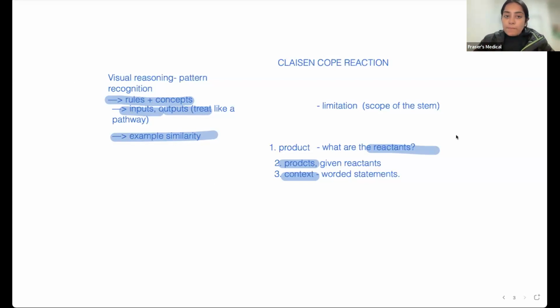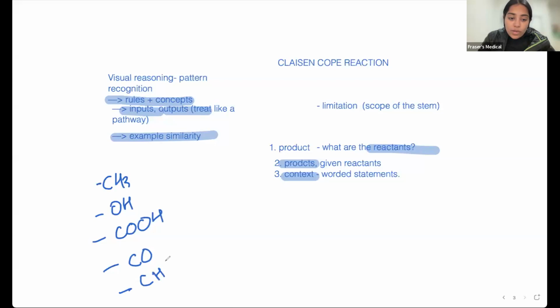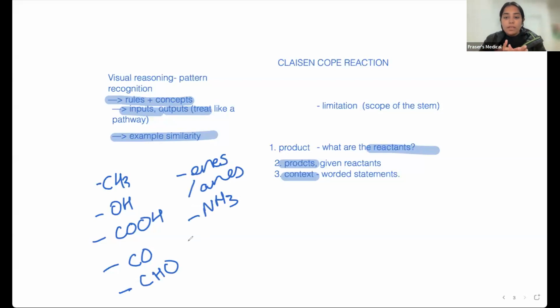The functional groups that are important to know: know your alkyls, so your methyl groups and things like that. Know your alcohols, know your carboxylic acids, know how they look, know your ketones, and know your aldehydes as well. Other things within organic chemistry are your alkenes and alkanes. These are very, very basic and very important to know, as well as your amines and your amides.